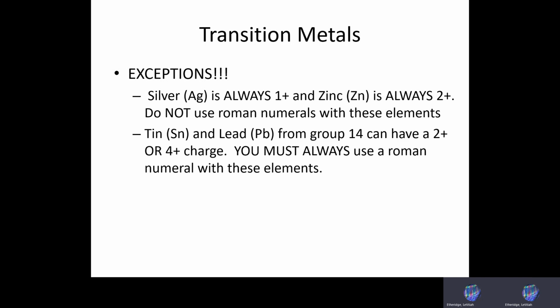Second one, tin and lead from group 14 can have a charge of +2 or +4. So you always have to use a Roman numeral with tin and lead. All right, so the two exceptions: silver is always +1, zinc is always +2, and you do not have to use Roman numerals with these elements. Tin and lead from group 14 can be either +2 or +4. That means you always have to use a Roman numeral so that whoever is looking at the formula knows whether the tin or the lead has a +2 or a +4 charge.